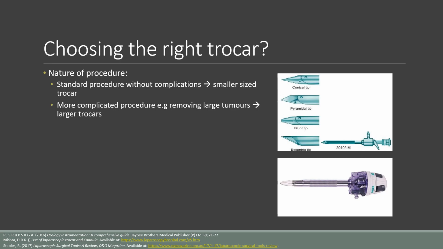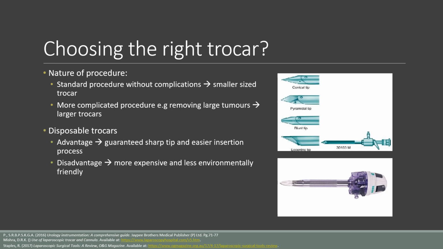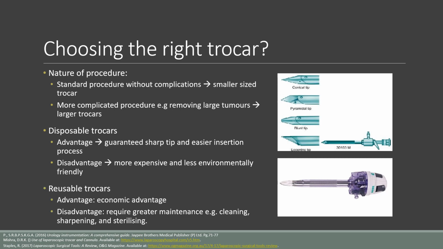This depends, as I briefly touched on, on the nature of the procedure. For a standard procedure without complications, you can use a smaller size trocar, whereas for more complicated procedures like removing large tumours, you'd want to use a larger size trocar. Disposable trocars have the advantage that you're guaranteed a sharp tip and an easy insertion process. However, they are more expensive and a little bit less environmentally friendly, whereas reusable trocars have that economic advantage. However, they do require greater maintenance, like cleaning, sharpening, and sterilizing.